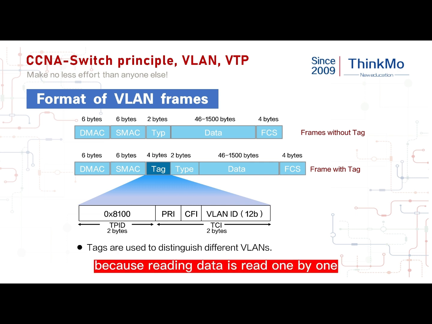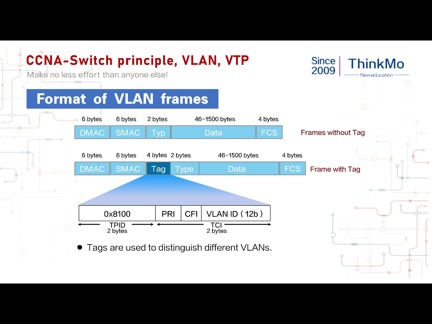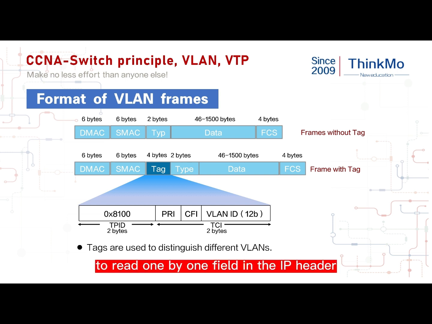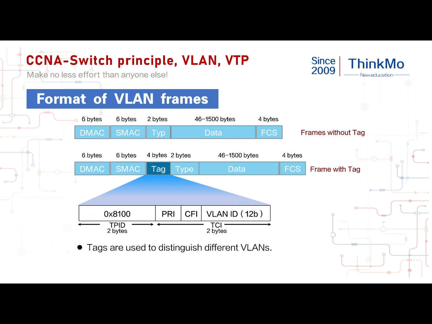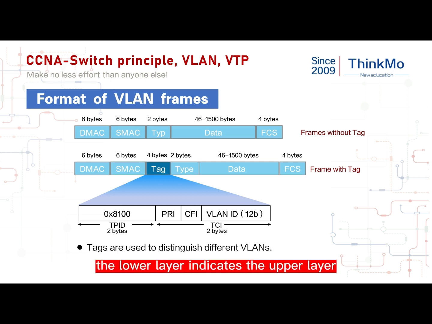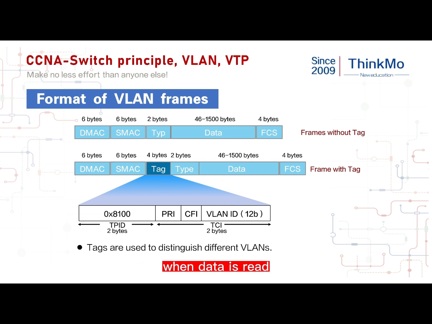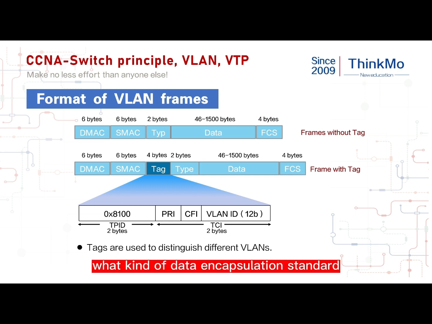Because reading data is done one by one, including the type in the second layer we studied. The protocol in the third layer is all about pointing out what the upper layer is. After reading the second layer, if the third layer is the IP protocol, you read the IP header field by field, according to rules. So we often say the lower layer indicates the upper layer, serving the upper layer. When data is read, do you know what kind of data encapsulation standard to use to read the upper layer data?